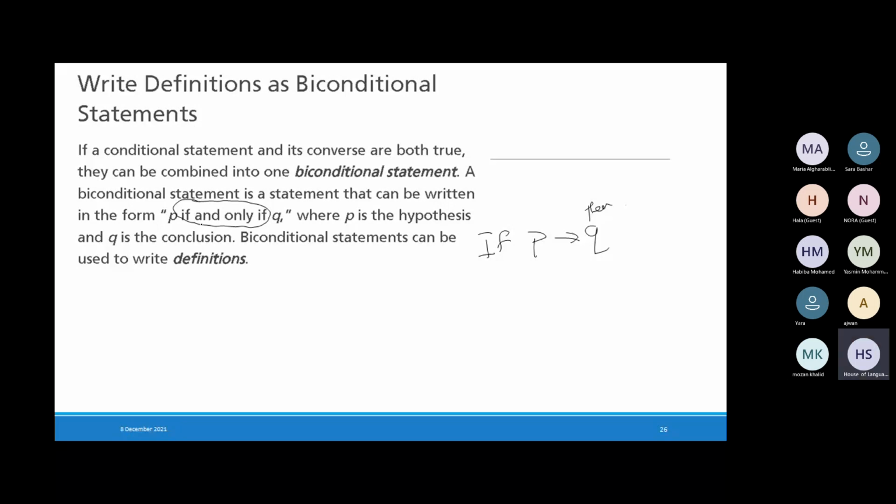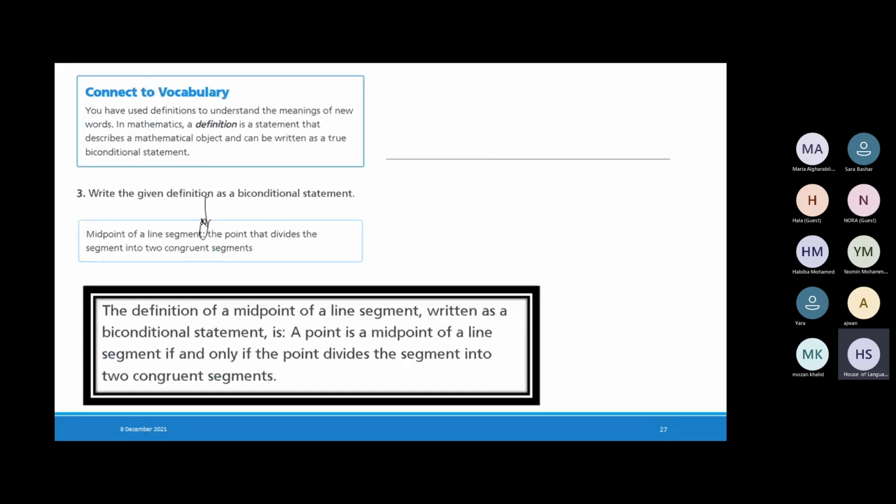So what does it mean? Here you have the definition: the midpoint of a line segment is the point that divides a segment into two congruent segments. This is a definition with two parts. What do you have to do? You will say a midpoint of a line segment, but instead of writing these two parts, write if and only if. We continue: the point divides the segment into two congruent segments. Got it now?